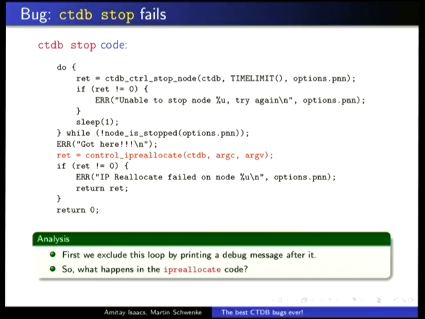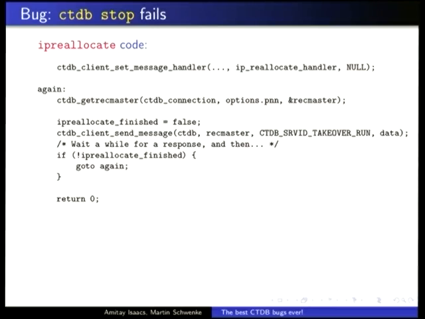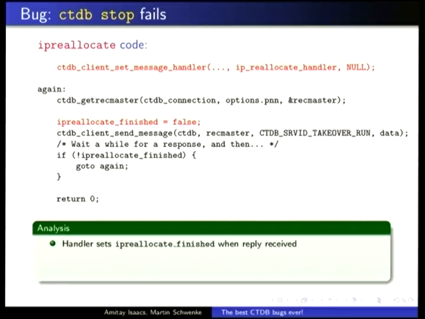So what happens in the IP reallocate code below? You don't need to know what all this stuff means, you just need to admire the shape of the code. So the IP reallocate code, first of all, it registers a message handler, because it's going to send a message to the server and it wants to know when the reply comes. And that handler is going to set IP reallocate finished to true. So we initialize it to false, register the handler, and then we really start doing things.